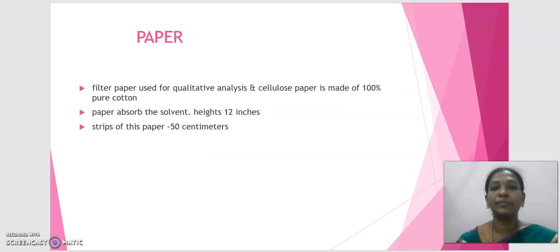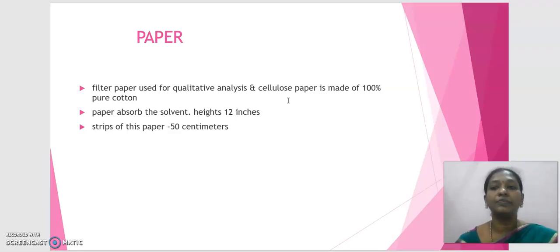Usually, what type of paper do we use for this type of electrophoresis? It is a filter paper used for qualitative analysis, a cellulose paper made up of 100% pure cotton. With this type of paper only are we able to handle this type of electrophoresis.